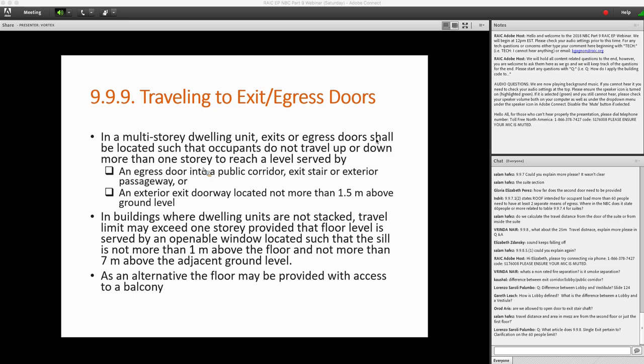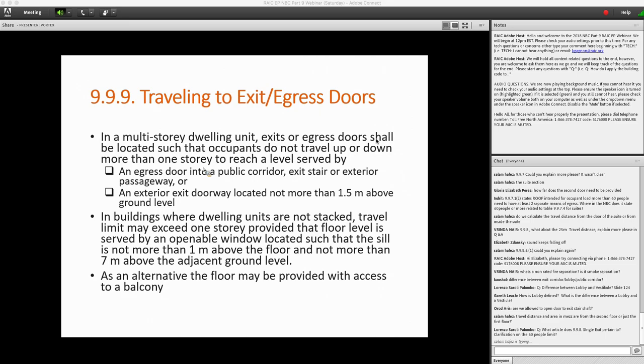Okay, so I will hit on this again. In a multi-story dwelling unit, exits or egress doors shall be located such that you do not travel up or down more than one story to reach a level served by an egress door into a public corridor or an exterior exit doorway. Part 9 is typically applicable to buildings that do not exceed 3 stories, right? So if you have a 3-story building, your egress from the dwelling unit has to be such that you are not traveling more than one level to get to an access to exit. And the access to exit can be an exterior exit doorway or an egress door into a public corridor.